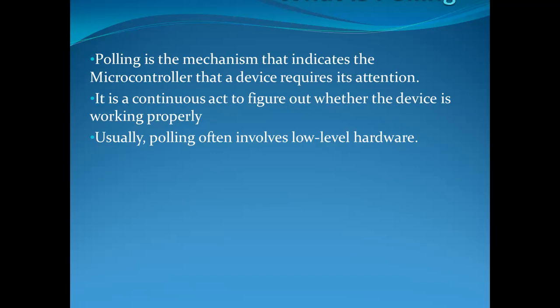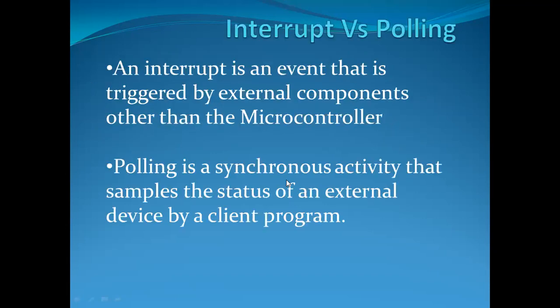That means a processor continuously checks whether any device needs service, whereas an interrupt is raised by the device at any time. But polling is a process in which the processor itself looks up whether any device or any process needs service. Usually polling often involves low level hardware.